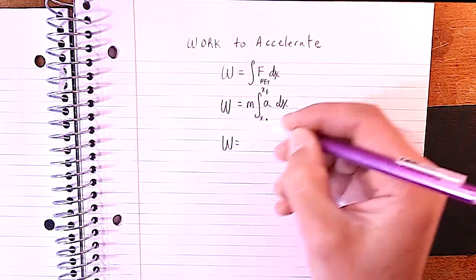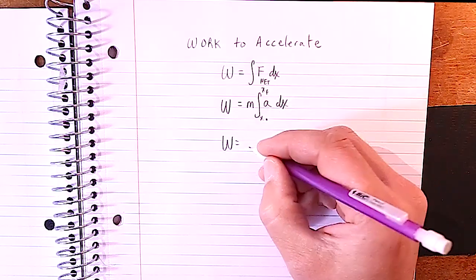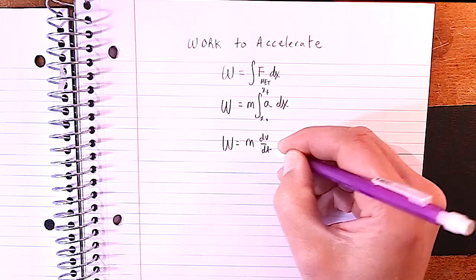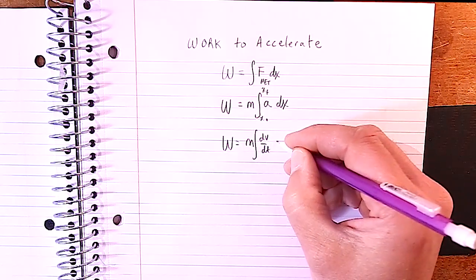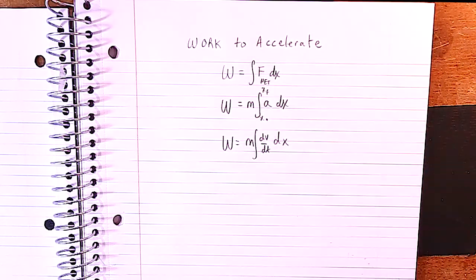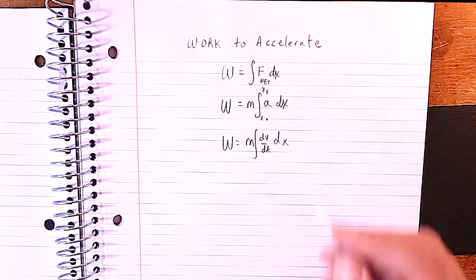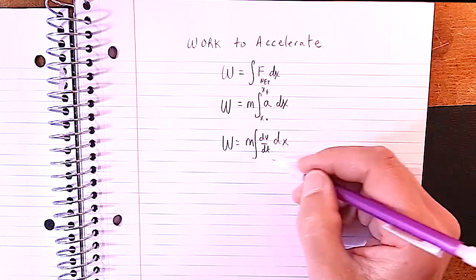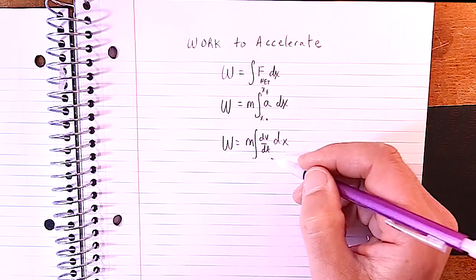But we know that the acceleration at any moment in time is dv/dt. So we can integrate that dv/dt, and we also have dx. But there's a problem here because we're integrating with respect to all of these different derivatives.